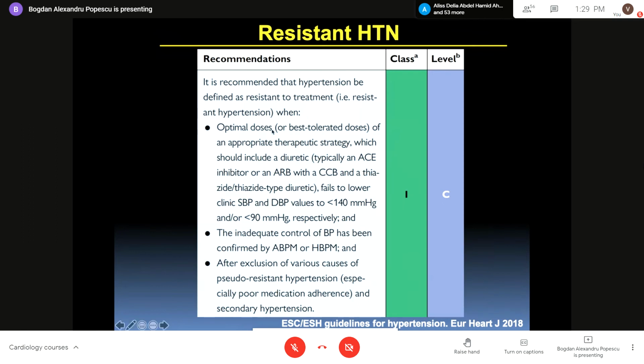So how do we deal with this? Again, after making sure it's truly resistant, we optimize the treatment. We should have a diuretic combined with the others, and we try to make sure that there is a proper diagnosis of resistant hypertension. You try to exclude causes of pseudo-resistant hypertension, especially poor adherence, which is sometimes not easy to diagnose because the patient is telling you he's taking them.